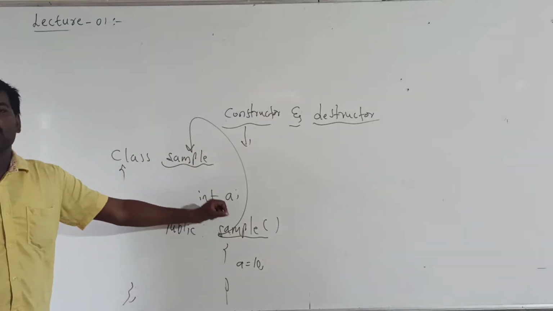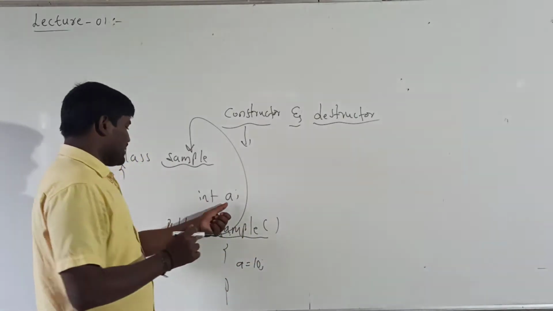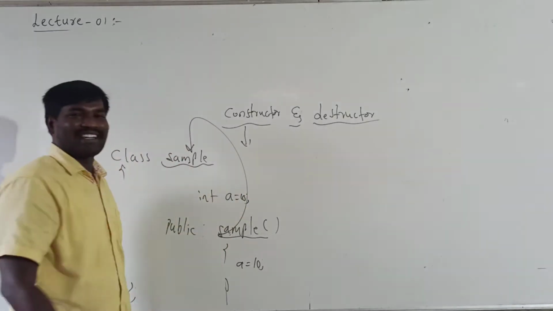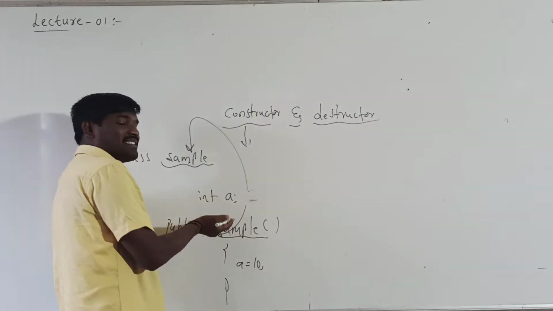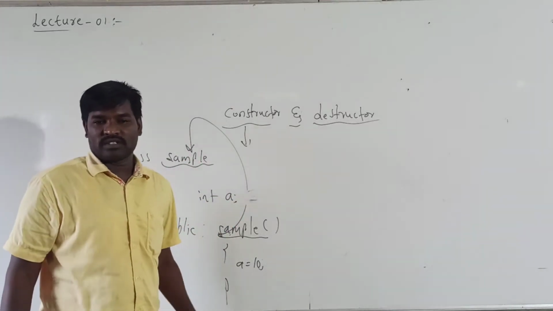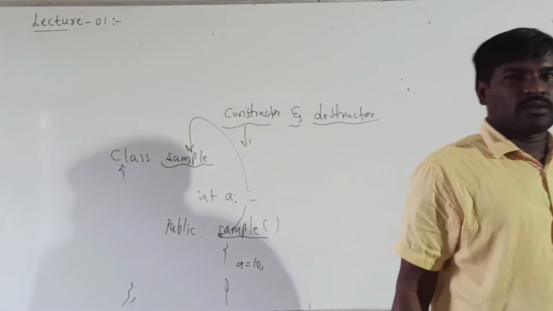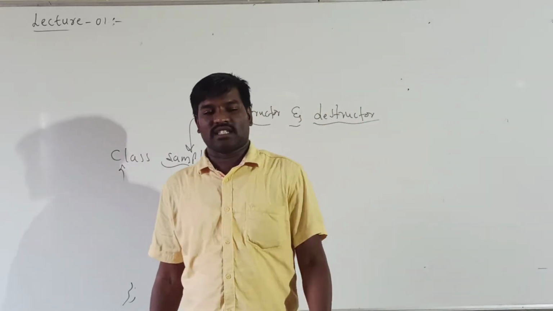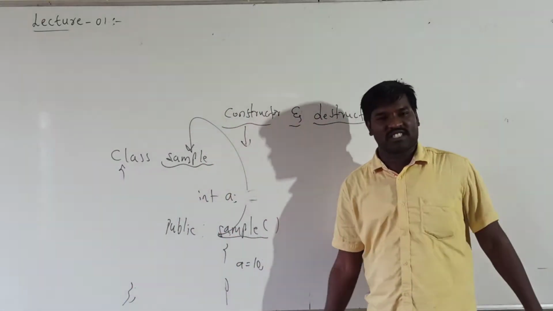It is used to initialize the private data members. Here a is private. Directly we cannot initialize a is equal to 10 like this. So for initializing the private data members, we have to use the constructor. This is the definition of constructor. Next are the rules, advantages or characteristics of constructor. The first point is the same as the definition.